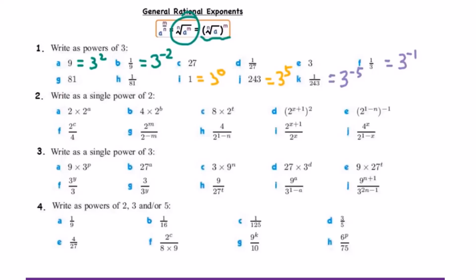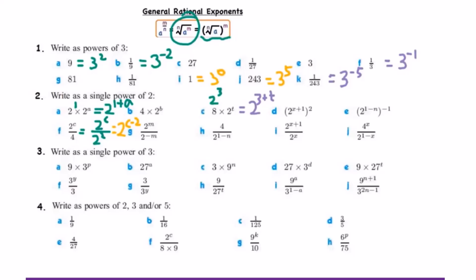For number 2, write as a single power of 2. This is a 2, I can write 2 to the 1st power. So I add exponents, it will be 1 plus 8. For f, I can write 2 to the 6th power over 2 squared. Then I can write 2 to the 6 minus 2 power. For c, I can change 8 into 2 to the 3rd power. Then I add exponents, I get 2 to the 3 plus t.